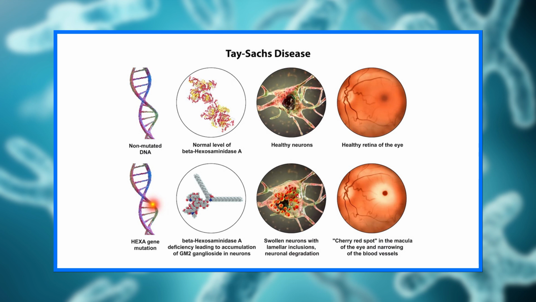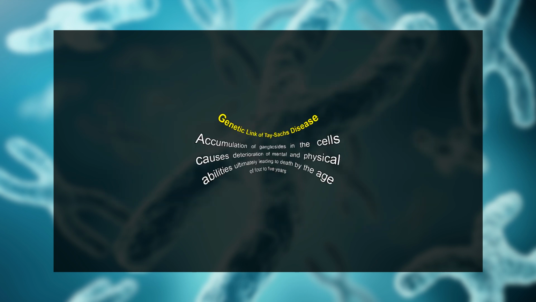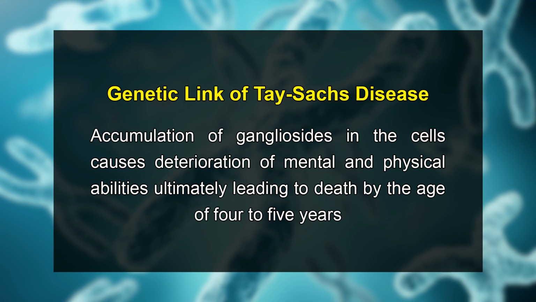chromosome number 15. The HEXA gene codes for the enzyme hexosaminidase A, the absence of which causes the progressive accumulation of GM2 gangliosides in the nerve cells of the brain, thus causing damage to the cells. The accumulation of gangliosides in the cells causes deterioration of mental and physical abilities, ultimately leading to death by the age of 4 to 5 years.